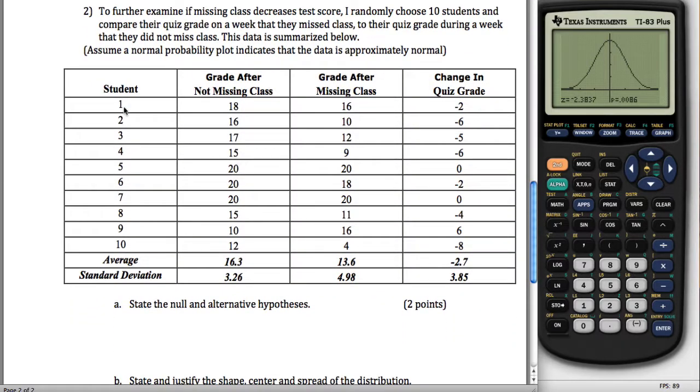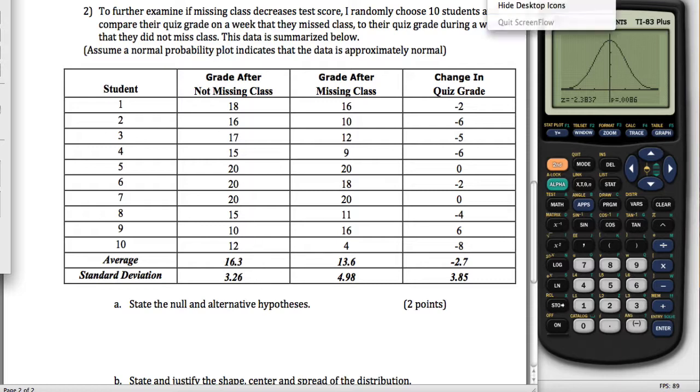Unfortunately, that's not the end. We got to do this second problem here. Second problem: to further examine if missing class decreases test scores, I randomly choose 10 students and compare their quiz grade on a week that they missed class to their quiz grade during a week they did not miss class. The data is summarized below. When you don't miss the class, when you miss the class, the difference. Notice that we have matched pairs here.